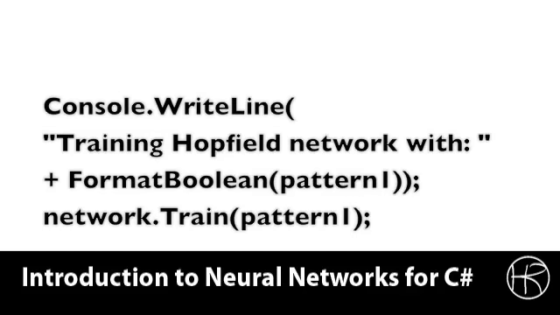We begin by displaying the pattern that is going to be trained. This is pattern 1. To display the pattern, we use the format Boolean function. This function was defined earlier in this class. All that the format Boolean function does is display trues as T's and falses as F's. This simply displays the pattern to the console. Next, we train the network for this pattern, pattern 1. By calling the train method on the Hopfield neural network, the Hopfield neural network is trained for this pattern.